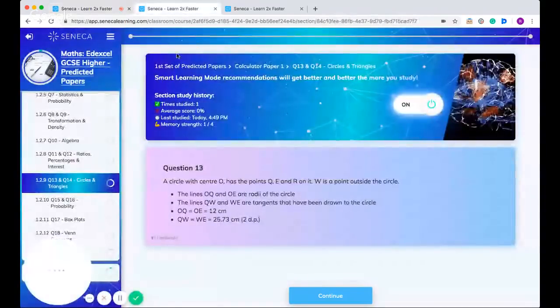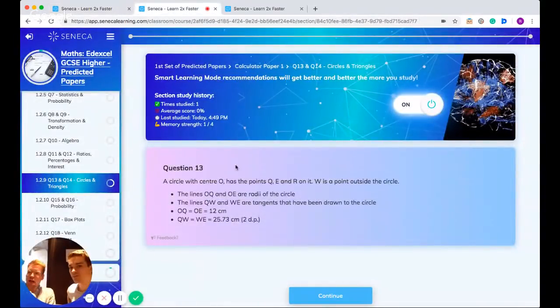Right, let's move on. Let's look at another circle theorem question. Oh my God, you can take this one. It's too much excitement for me. He just loves circle theorems. He can't get enough.